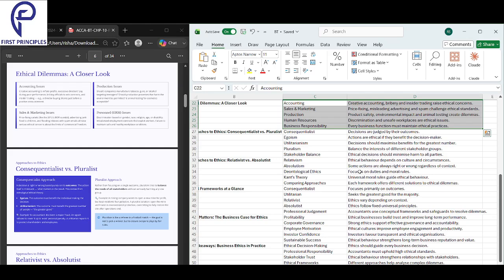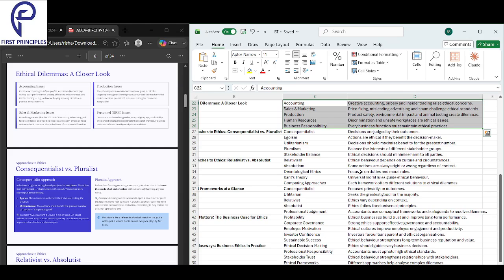What every business function must do is maintain ethical practices. Human resources, discrimination, and unsafe workplaces are ethical issues. Production, product safety, environmental impact, and animal testing create dilemmas. Sales and marketing, price fixing, misleading advertising, and spam challenge the ethical standards. Accounting, creative accounting, bribery, and insider trading raise ethical concerns.